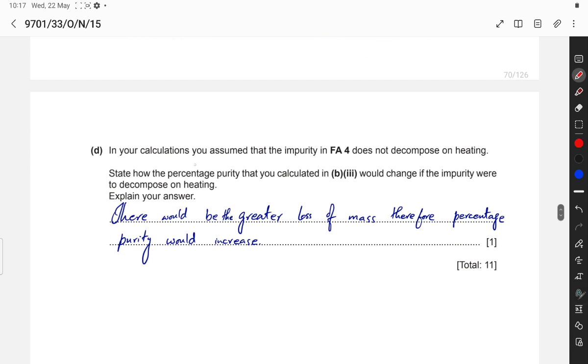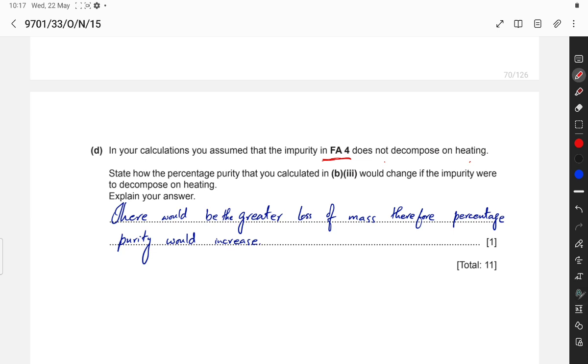Part D. In your calculation, you assume that the impurity in FA4 does not decompose on heating. State how the percentage purity that you calculated in B3 would change if the impurity were to decompose on heating. Explain your answer. There would be a greater loss of mass, therefore percentage purity would increase. So if the impurities decompose on heating, then there will be greater loss of mass, so therefore percentage purity would increase.